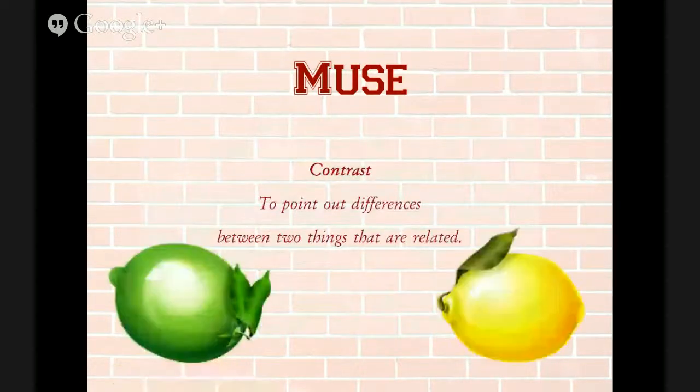So here I have a lime and a lemon. They are definitely related. They're both fruits. They're both a citrus fruit. They both have a similar shape. So they're related enough where we can easily compare them, but we're pointing out the differences, not their similarities. So if we were to contrast these, we could say the lime is green, whereas the lemon is yellow. The lemon is sour, whereas the lime is extremely sour, at least in my opinion. So the two objects have to be somewhat related, but you're focusing on the differences.